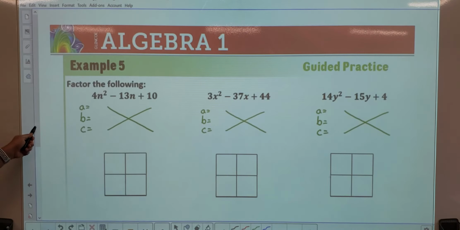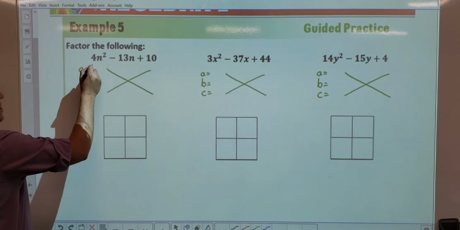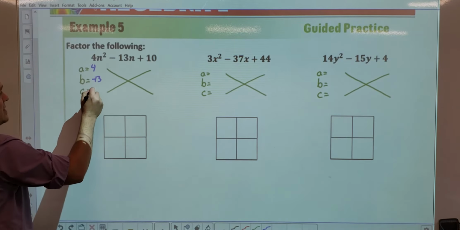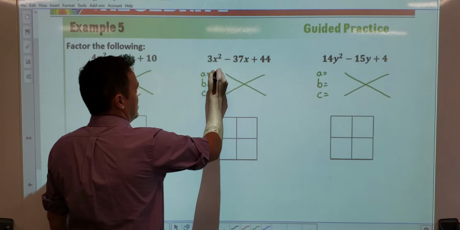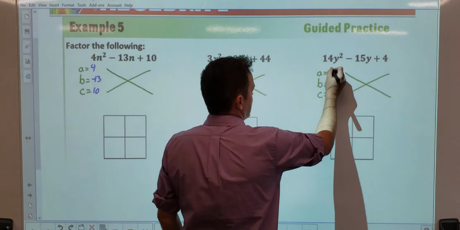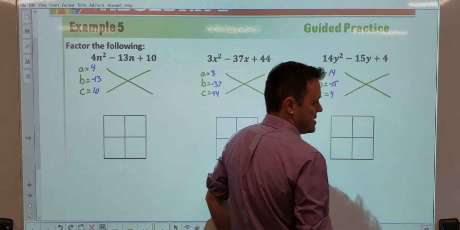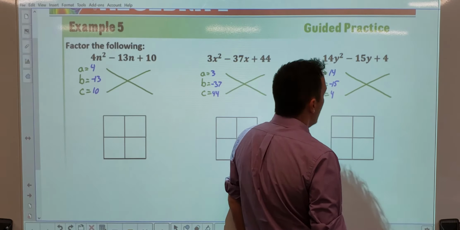Your turn. Ladies and gentlemen, make sure you can't factor anything out first, and then try to solve. All right, now, ladies and gentlemen, same setup, right? 4, negative 13, and 10. Okay, and this would be 3, negative 37, and 44. And then the final piece would be 14, negative 15, and 4. Now you put the pieces together and do your multiplication.